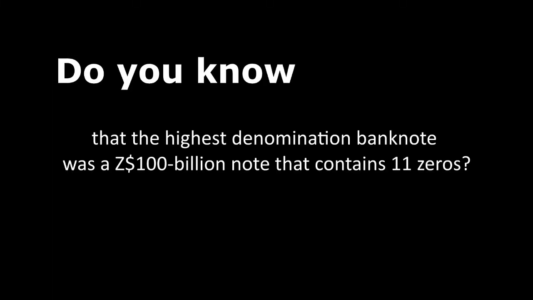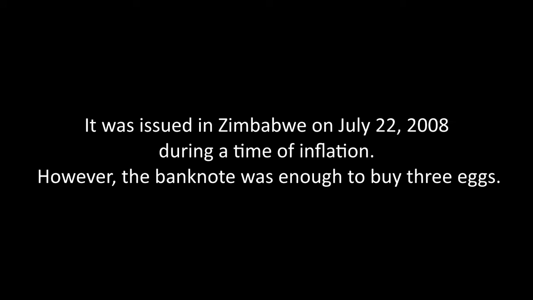Powers of 10 in real life. We use them to represent square numbers and products with repeated factors. Do you know that the highest denomination banknote was a 100 billion Zimbabwe dollar note that contains 11 zeros? It was issued in Zimbabwe on July 22, 2008 during a time of inflation. However, the banknote was enough to buy only 3 eggs.